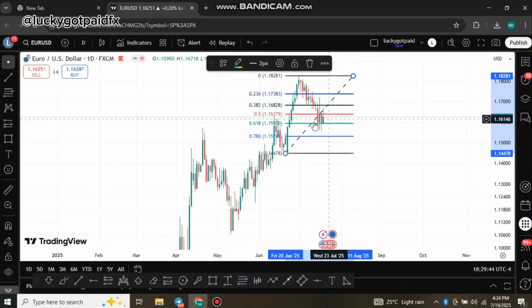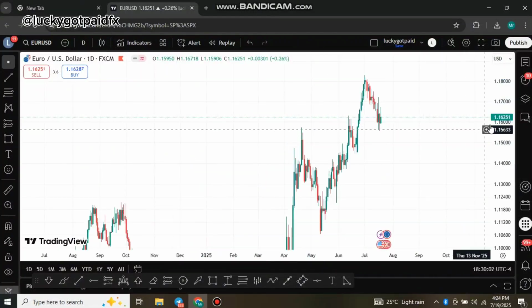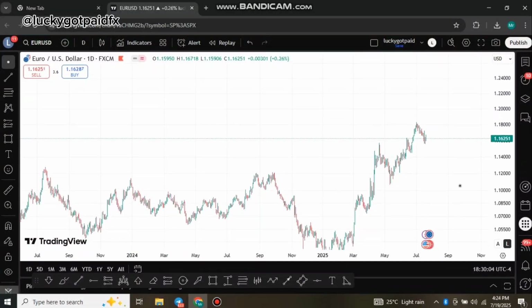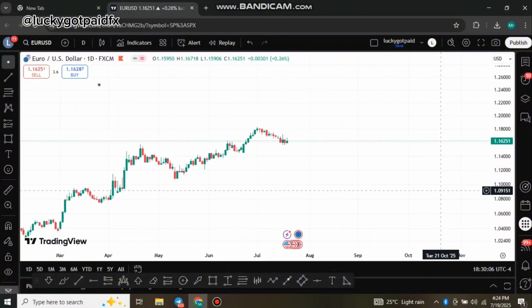If you can see, the market is resting on 61.8%. You understand? The market is resting on 61.8%. So we are hoping for a continuation pattern to the upside. You understand? So without any further ado, let me check if I can.